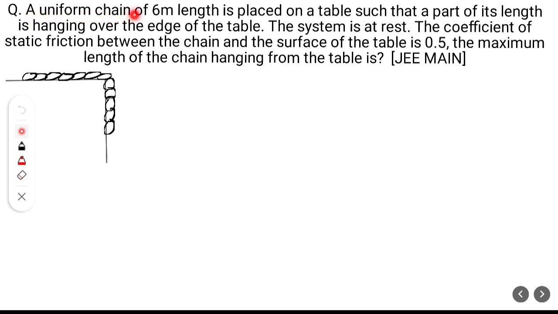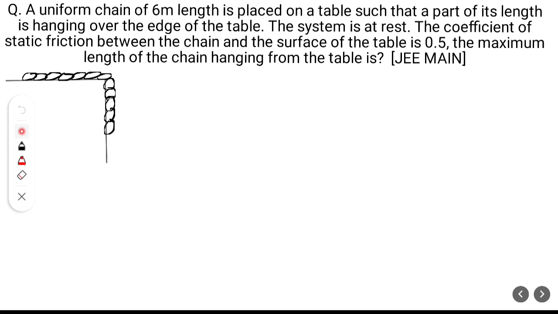A uniform chain of 6 meter length is placed on a table such that a part of its length is hanging over the edge of the table. The system is at rest. The coefficient of static friction between the chain and the surface of the table is 0.5. The maximum length of the chain hanging from the table is? So what is the maximum length of the chain hanging on this table? This was asked in JEE Main.